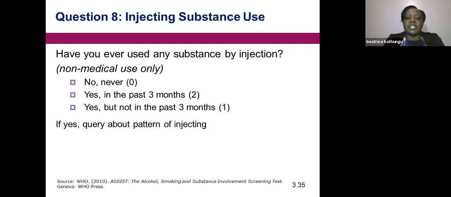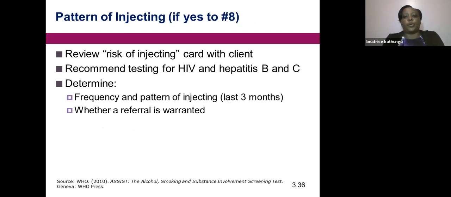And we are saying, if they say yes, for example, whether it is in the past 3 months or in the current time, query a little about the pattern, find out how often have they been injecting. If a client has been injecting daily or very, very often in a week, then you know the risk is very high. Where do they inject? So these are some of the risks that we are assessing so that we can think about the intervention. So review the injection sites, recommend testing for the client, and check the frequency and know whether we need a referral.